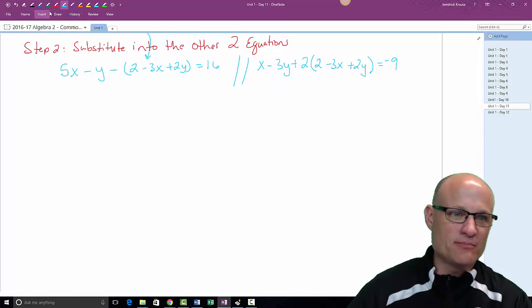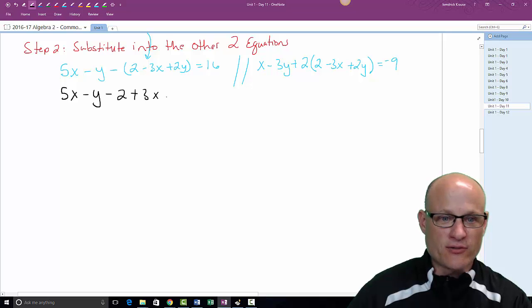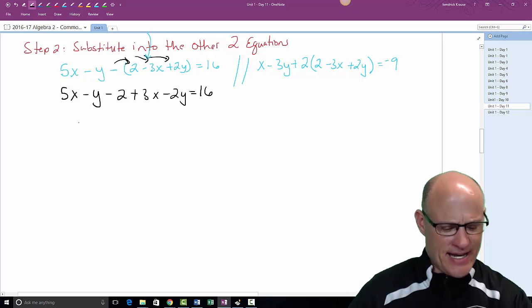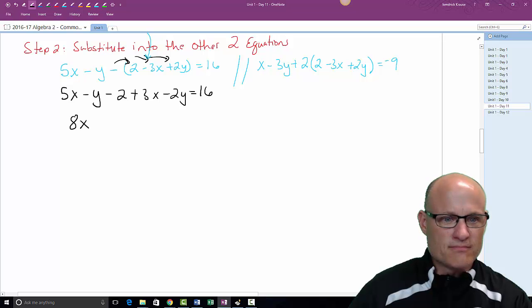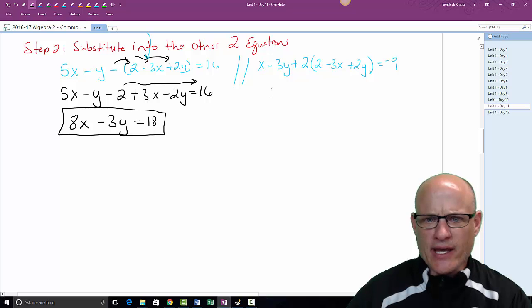Now we're going to clean these up. So 5x minus y minus 2 plus 3x minus 2y equals 16. I just distributed that negative. So I've got 8x minus 3y, and I'm going to bring this 2 over here, add it to the other side, so I get 18. There's an equation.